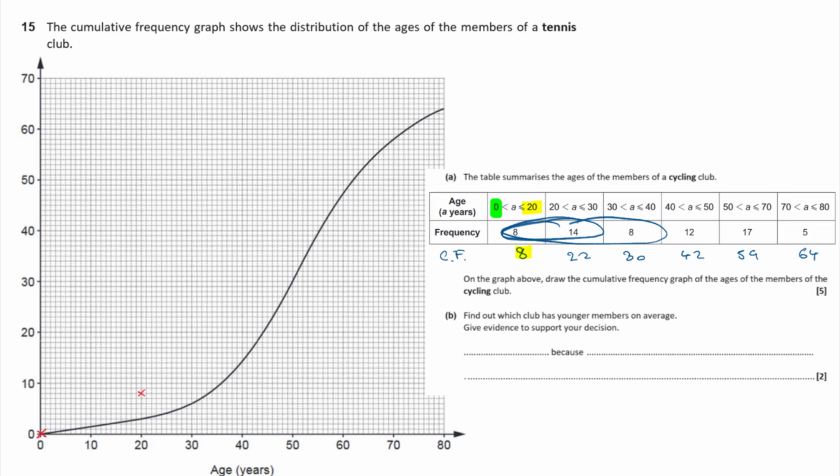So it's a nice easy scale to use. Then I'm going to plot 30 against 22. It's always the upper class bound you use for cumulative frequency. So 30 and 22. 40 and 30. So 40 goes with 30. A bit of a wobble there on the cumulative frequency. And then 50 goes with 42. 70 goes with 59. Eyes are going a bit wobbly. Look at all these little lines. And then finally 80 goes with 64. They end in the same place up there.